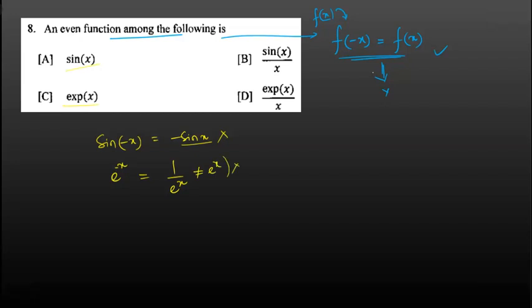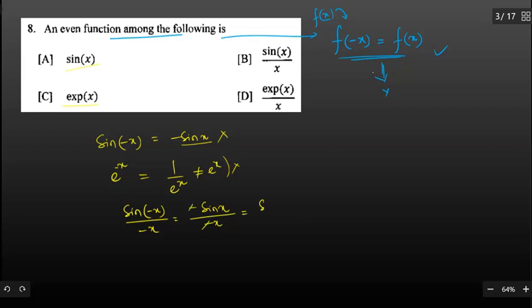Sin x divided by x: sine of minus x divided by minus x, which is equal to minus sin x divided by minus x. Now the minus signs get cancelled and we have sin x divided by x. So we get our original function back. So this is the correct answer, and let us verify this also.